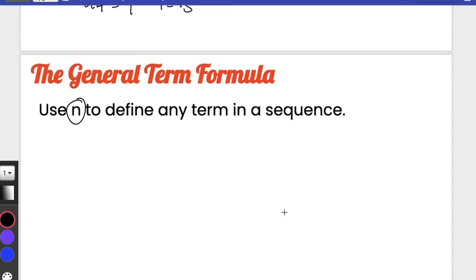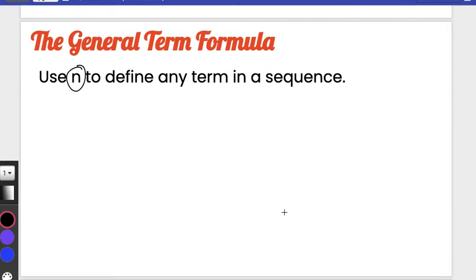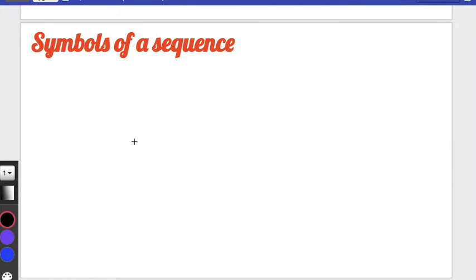Okay, so today we are going to introduce another formula. A sequence can be defined in a different way. Before that, let's quickly review some symbols we use in a sequence. As we mentioned before, we use a_n to represent any nth term, and sometimes we use f_n. It's actually the same thing.